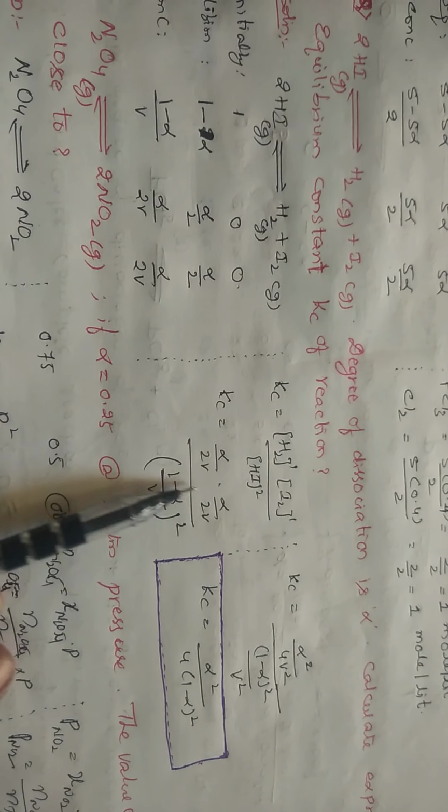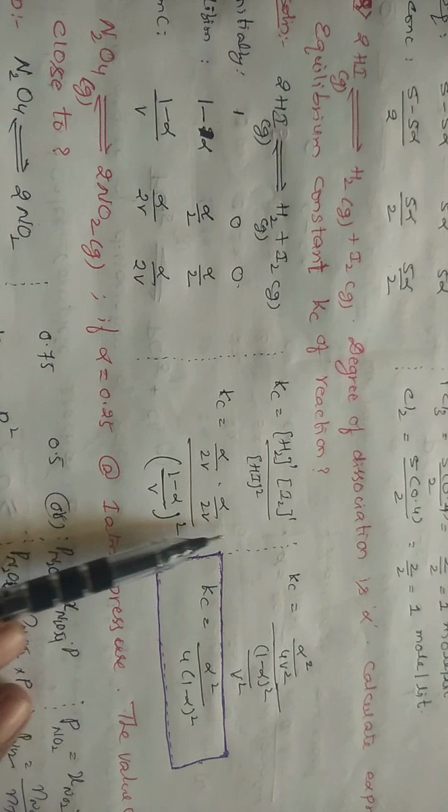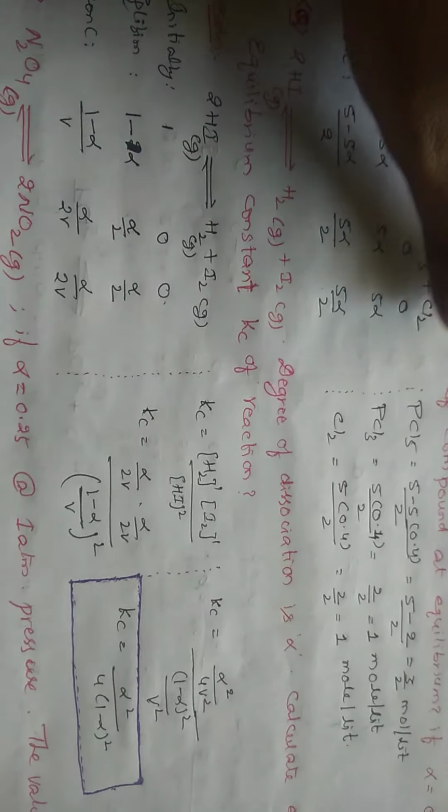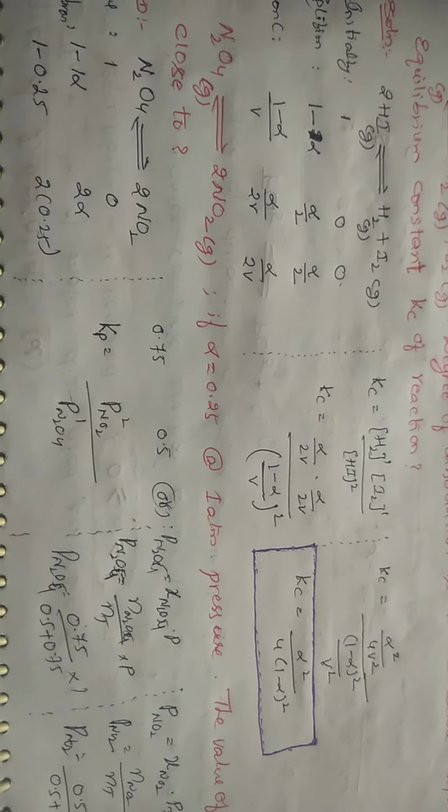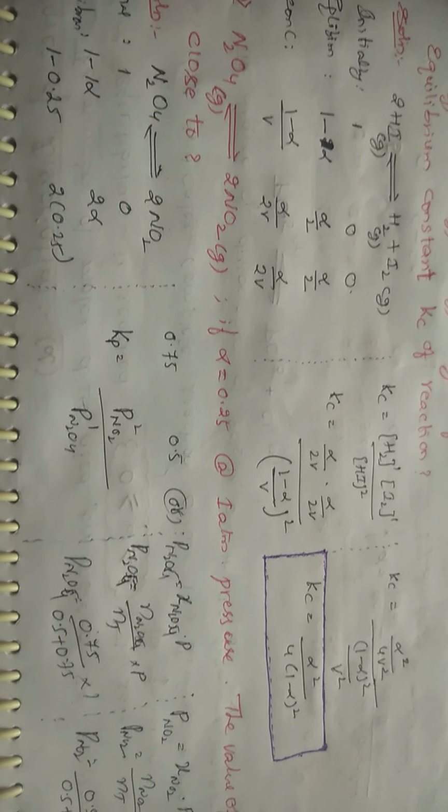And Kc is alpha by 2V whole power 1 into alpha by 2V whole power 1 by 1 minus alpha by V whole square. So that you will be getting Kc value as alpha square by 4V square, and if you solve that you will be getting 1 minus alpha square by V square, and Kc you will be getting as alpha square by 4 into 1 minus alpha whole square.